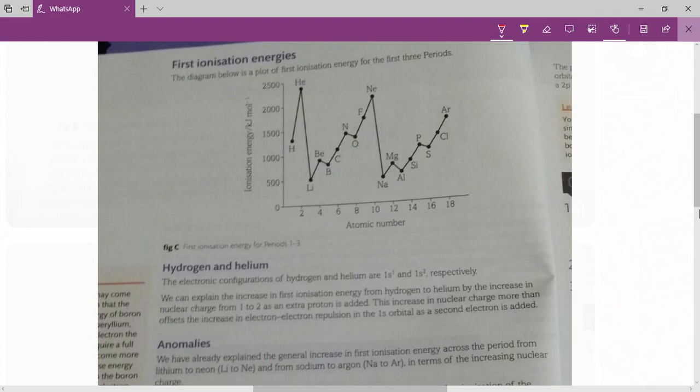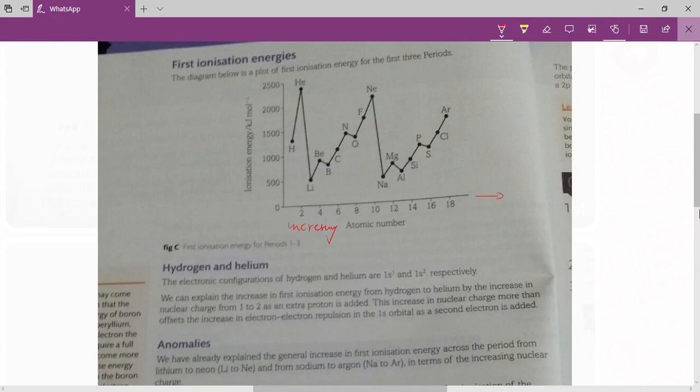First, ionization energy. Beta, just see that. In this graph, your teacher explained this one in your book, in your copy. Here you can see clearly 2, 4, 6, 8, 10, 12, 14, 16, 18. Here it is your atomic number, increasing atomic number, and here is your ionization energy.